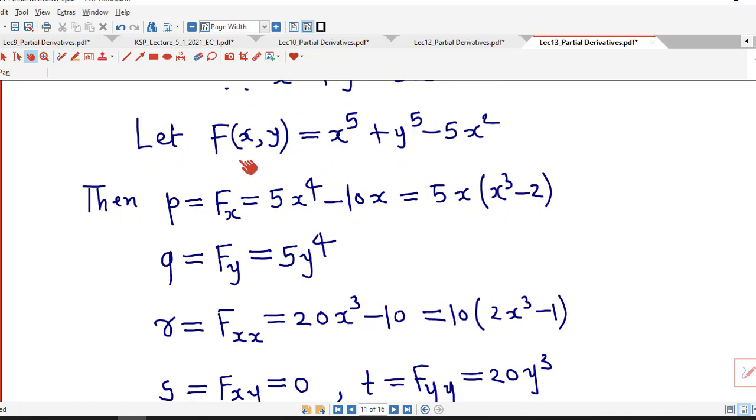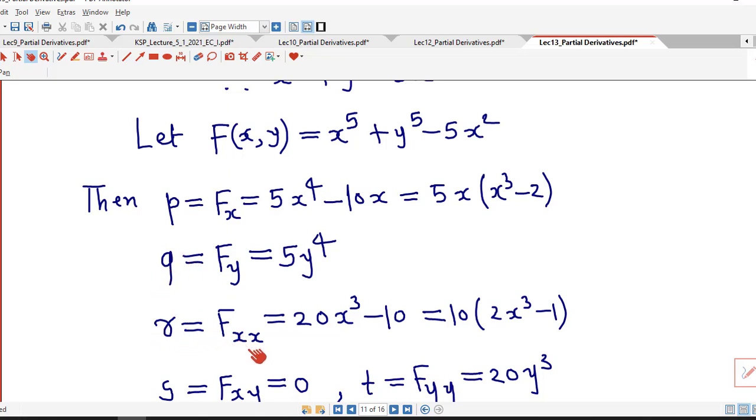The derivative of capital F with respect to x is 5x raised to 4 minus 10x. The derivative of y raised to 5 is 0, and we can take 5x common, so we have x cube minus 2. The derivative of capital F with respect to y, which is denoted by q, is: the derivative of x raised to 5 is 0, the derivative of y raised to 5 is 5y raised to 4, minus 0.